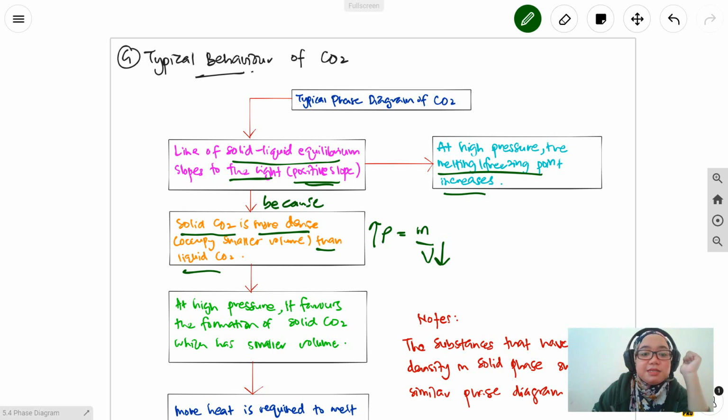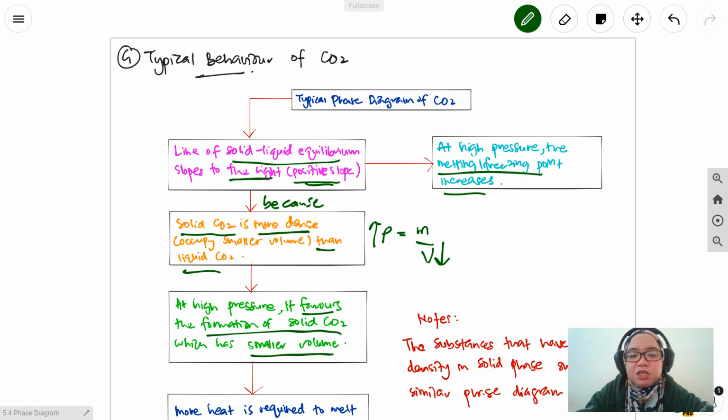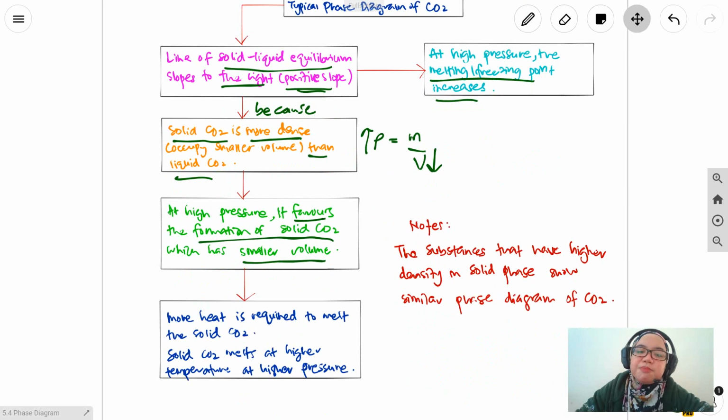So, dekat sini awak tengok. Disebabkan solid carbon dioxide is more dense and they occupy smaller volume than liquid carbon dioxide, it favors the formation of solid carbon dioxide which has smaller volume. So, dia akan favor smaller volume. Dekat situlah arah slope tu akan incline. Okay. So, kenapa dia lagi favor formation of solid carbon dioxide yang ada smaller volume?